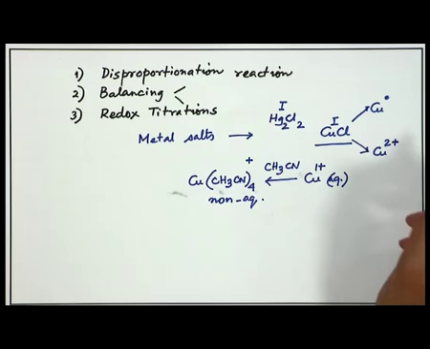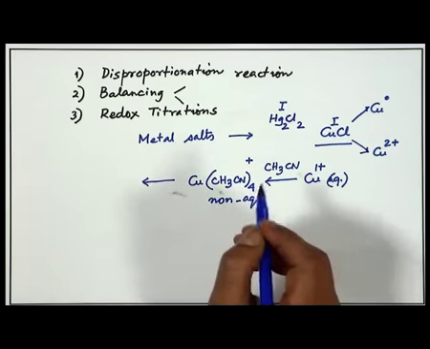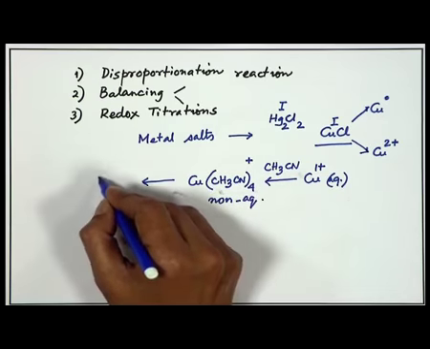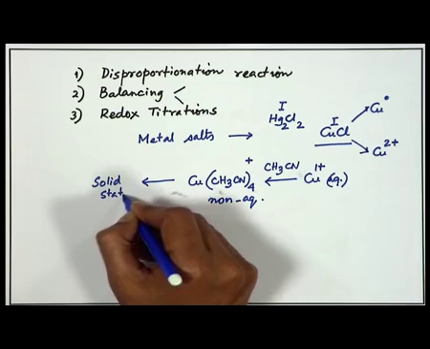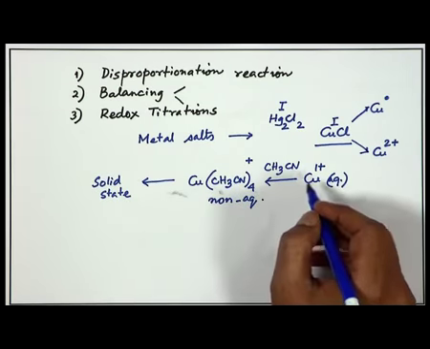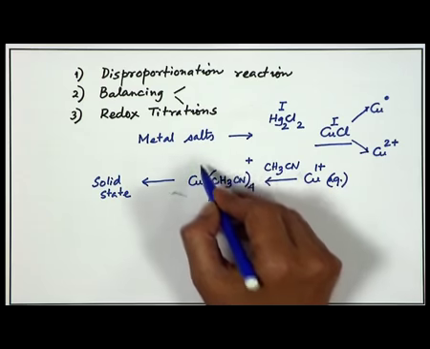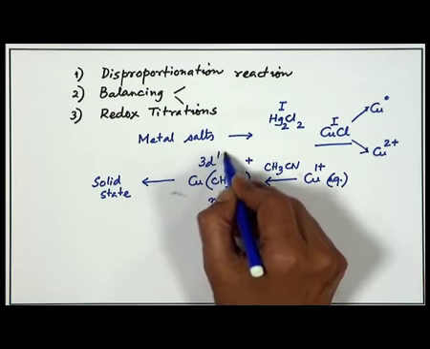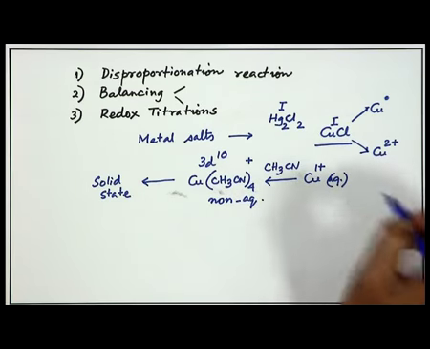this can be stabilized, and if we can isolate the solid inorganic salt, this can also be isolated in the solid state as a white solid compound, because it is cuprous copper, copper in +1 oxidation state, having an electronic configuration of 3d10. So, it is not colored, unlike copper 2.